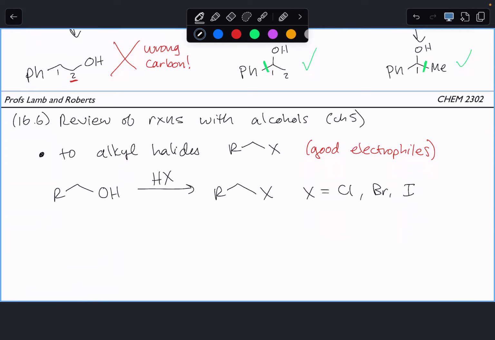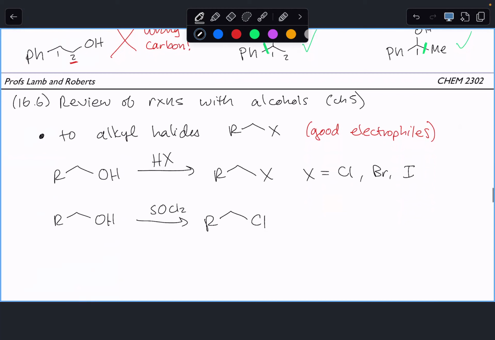But you also learned some specific ones. You could react an alcohol with thionyl chloride, SOCl2, and that will give you the alkyl chloride specifically. Or you could react this with phosphorus tribromide, PBr3, and that will give you the alkyl bromide. So all of those are just different options to get you to an alkyl halide. Okay, so that's a way to get to a good electrophile.